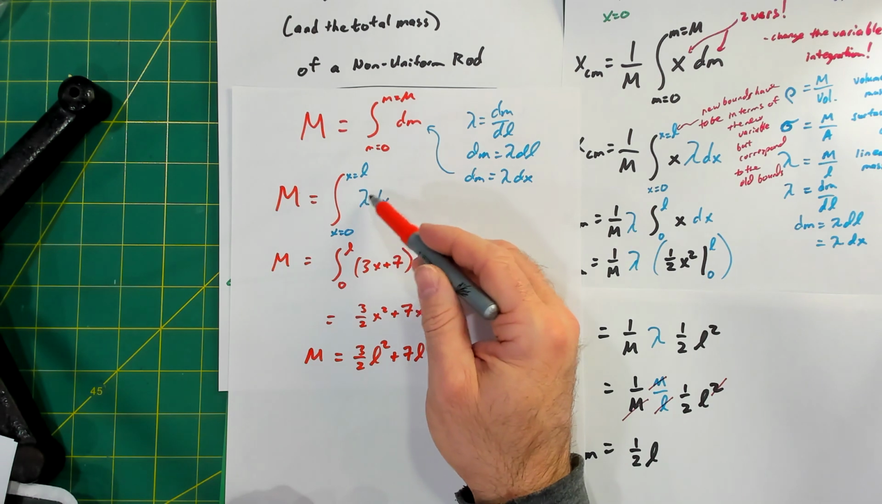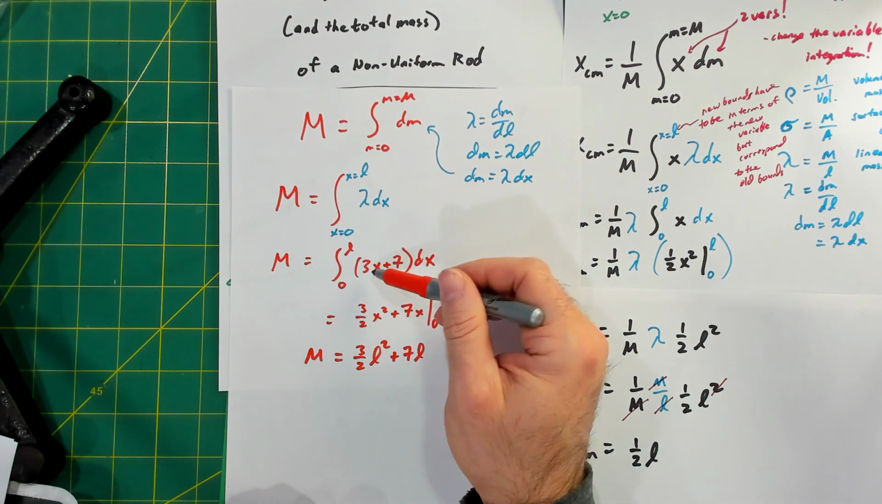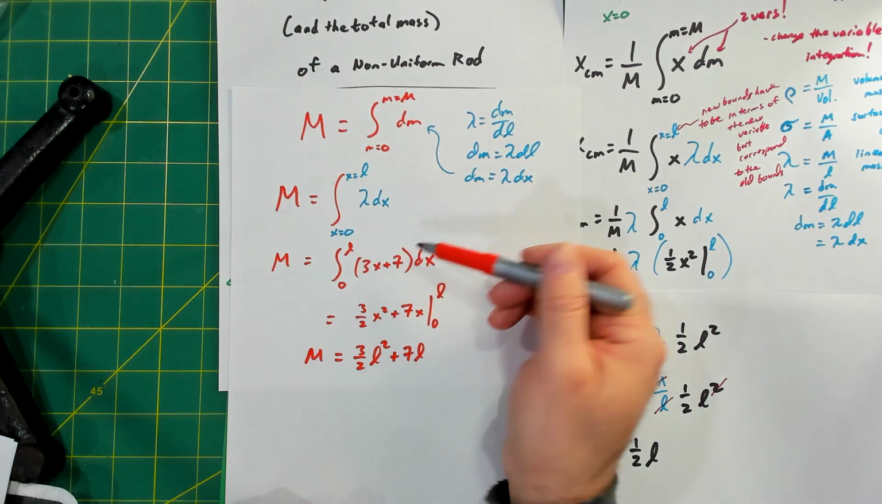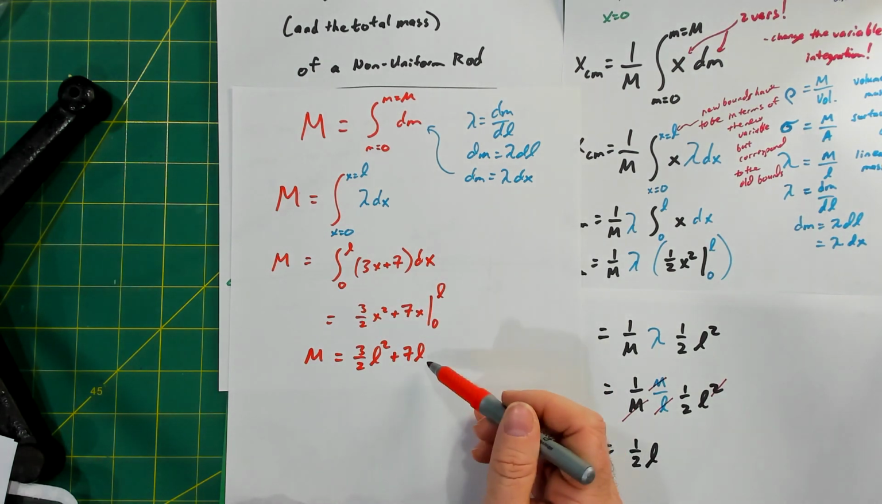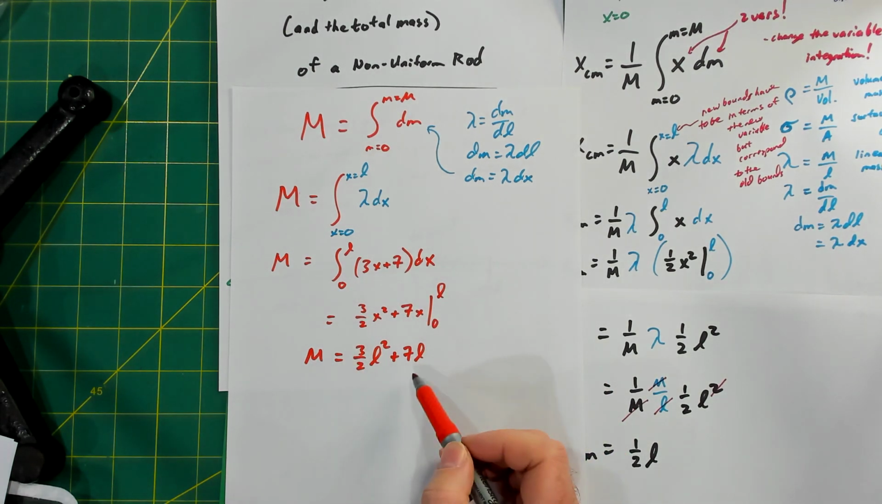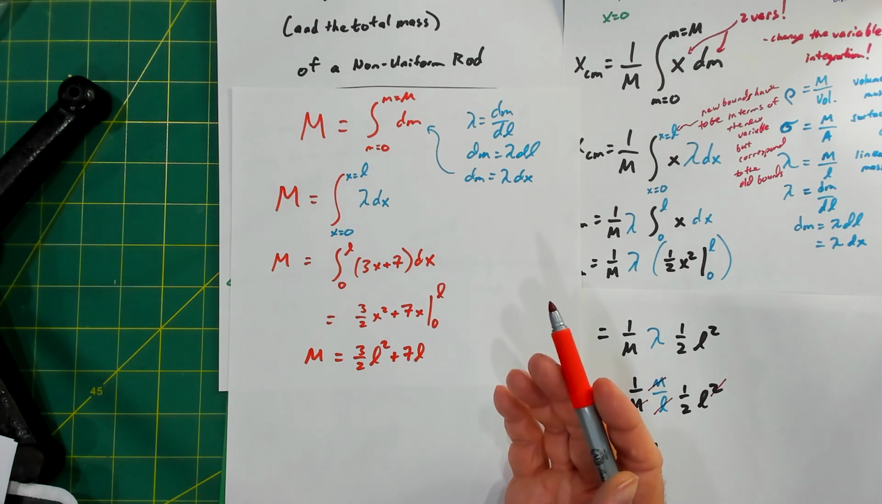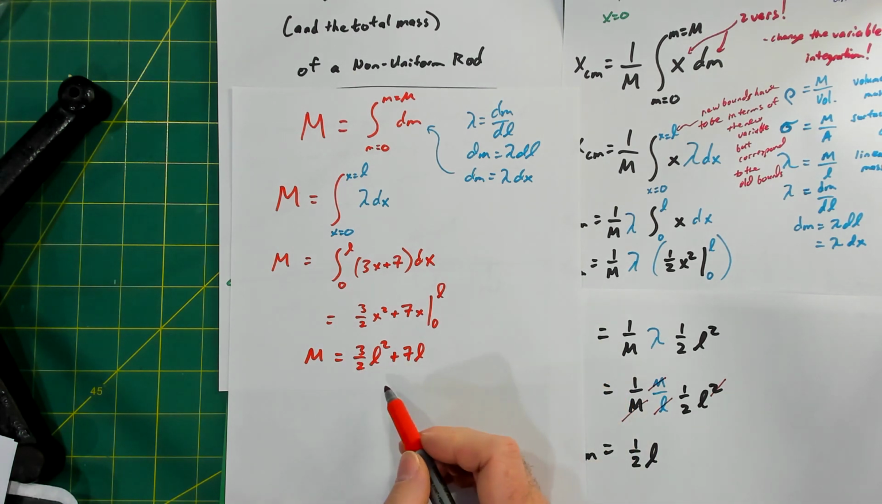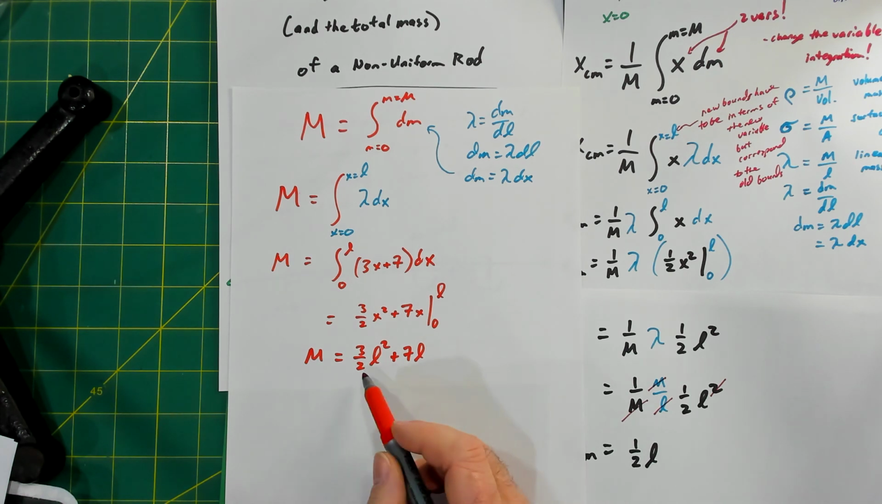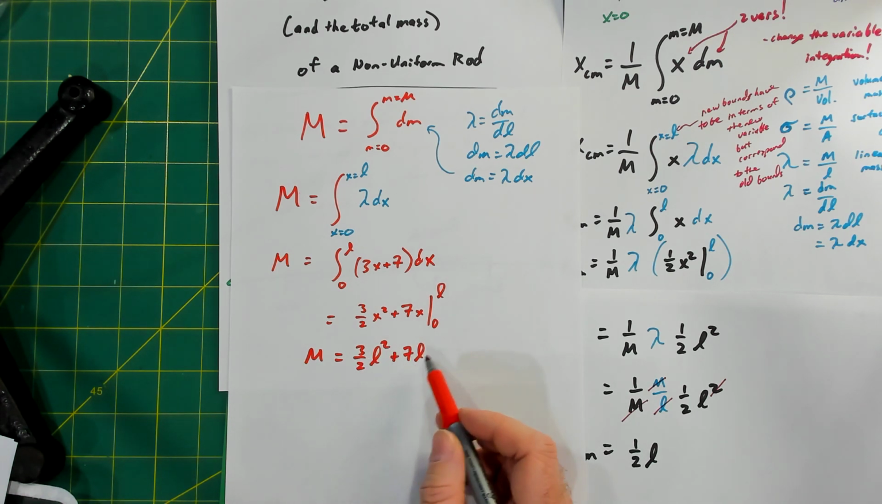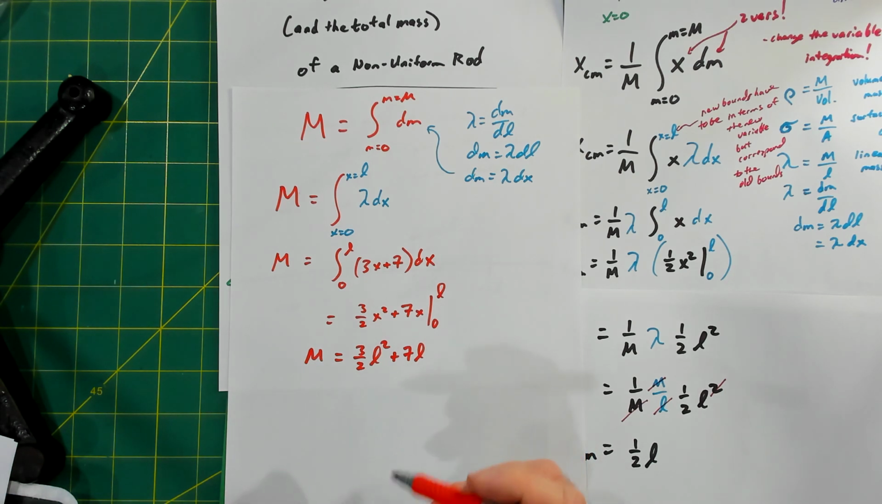So I just put the function in for lambda here, because lambda is not a constant. I couldn't just factor it out. 3x plus 7. Took my integral, subbed in my bounds. You say, hey, that's what the total mass is. Again, if I had a value for L, I could just substitute in. Like, for example, if L was 1, if it was a 1 meter long rod, this would be a total mass of 3 halves times 1 squared plus 7 times 1. You say, hey, that would just be 8.5 kilograms would be the total mass of the rod.